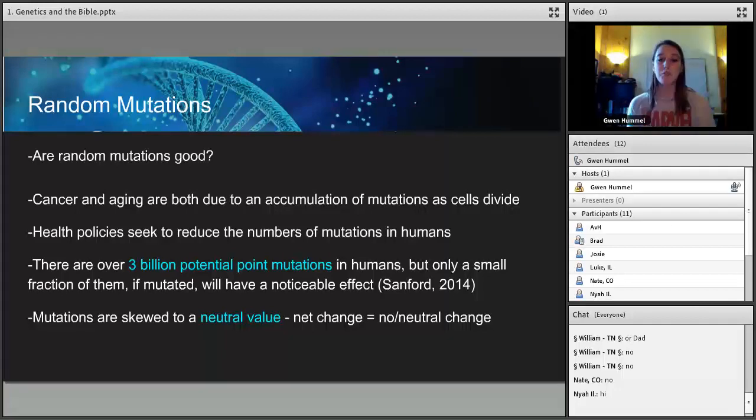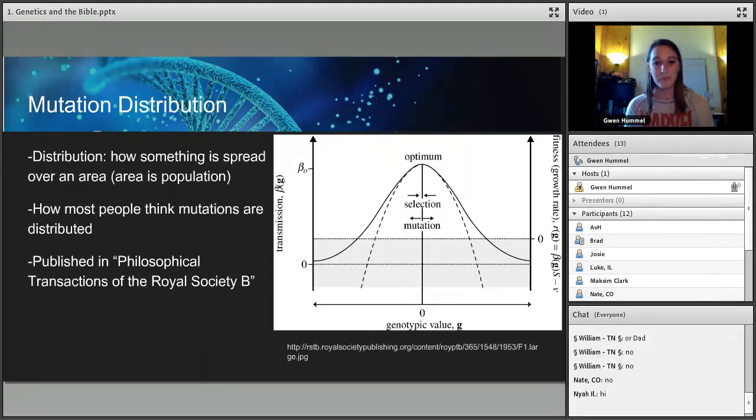Mutations are skewed to a neutral value. So a neutral value meaning there's a net change of nothing. So nothing changes and we get a neutral change. So there is a change, but it doesn't matter. So we're going to look at this mutation distribution. So a distribution, the word distribution, just means how something's spread out over an area. And in this example, our area is a population of people.